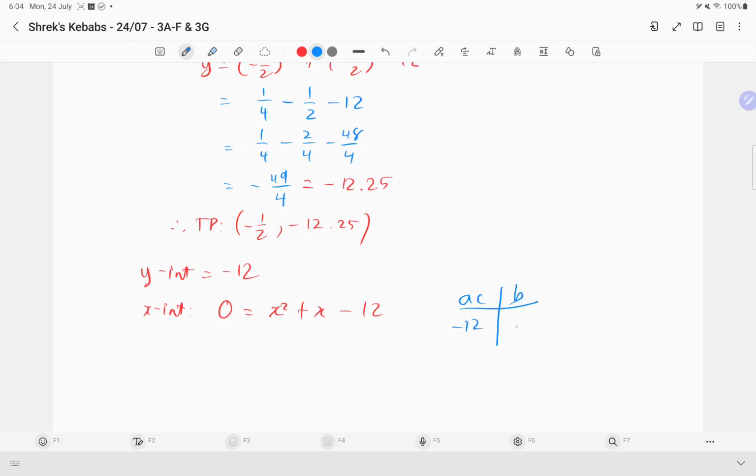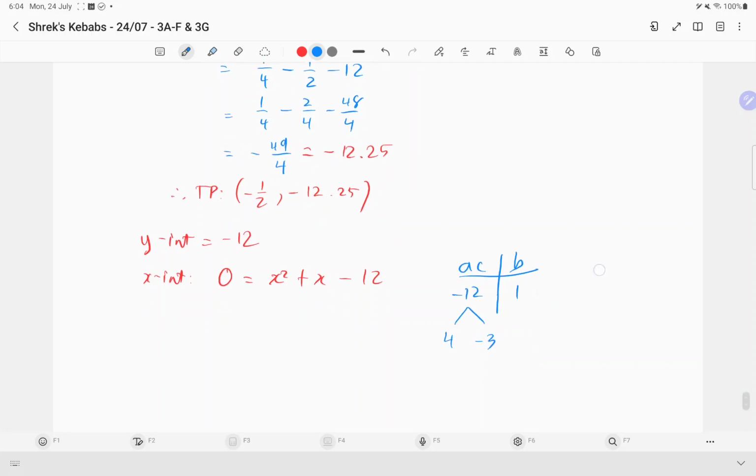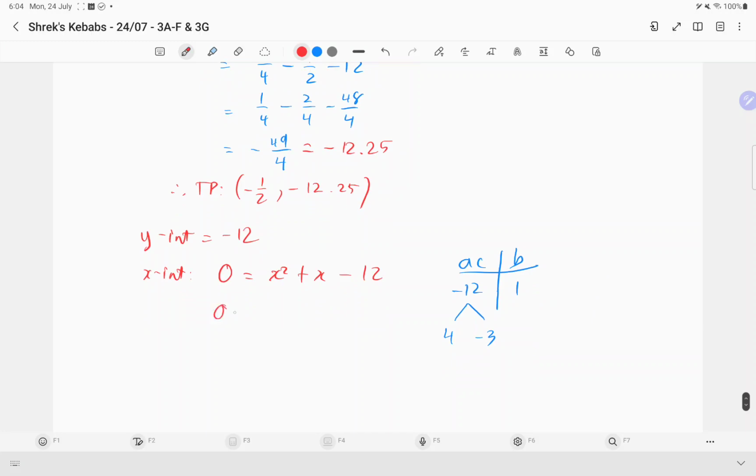Factors of negative 12 that add up to 1: 4 and negative 3. Is this a monic quadratic? Yes. I'll write it in this form first, and then you can write the factor form. If you can do this equals 0 and solve straight away, that's okay. So x equals negative 4, x equals 3. That's right. So we've got these ones.